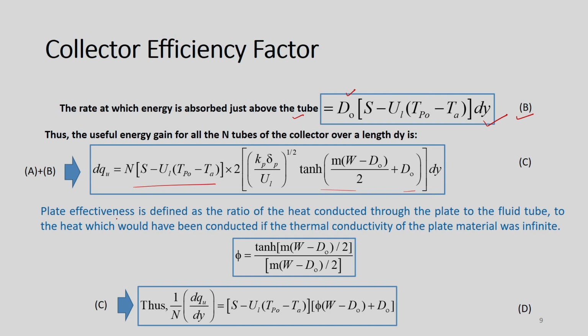Also, this plate effectiveness is defined as the ratio of the heat conducted through the plate to the fluid tube, to the heat which would have been conducted if the thermal conductivity of the plate material was infinite. Under that consideration we can define this effectiveness. Effectiveness will be tanh of m(W minus D naught by 2) divided by m multiplied by (W minus D naught by 2). This can be utilized in expression C, and we can modify it like this. So, this expression is in terms of plate effectiveness phi, and phi is multiplied here.